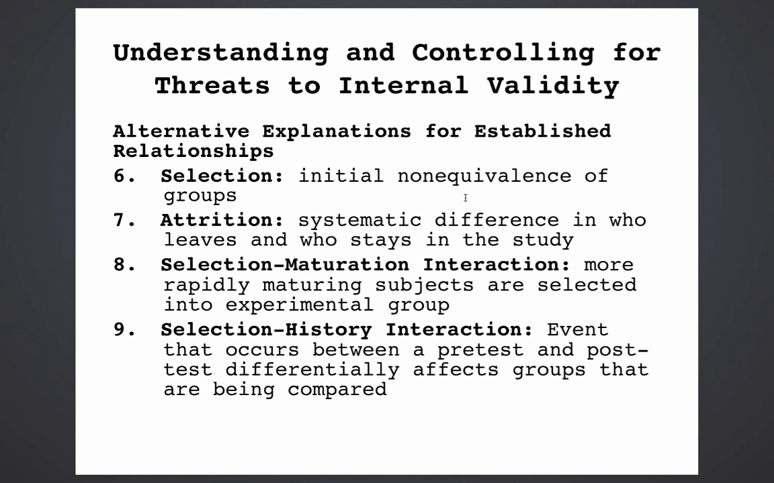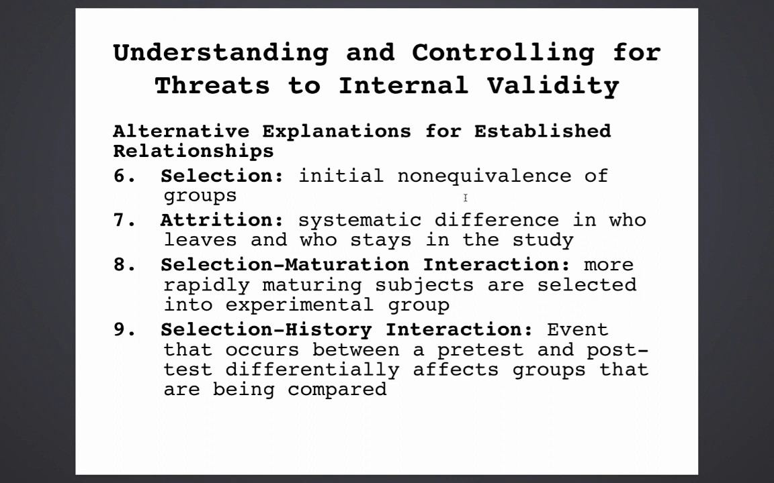Selection maturation interaction is this idea that you've created groups, and one of the groups is maturing faster than the other, and it's not because you didn't randomly assign. It just so happens that random assignment maybe failed, or you don't have the ability to randomly assign, which is often the case in educational research, and therefore one group is somehow benefiting from a more rapid rate of maturation than the other. And that's the same idea with history.